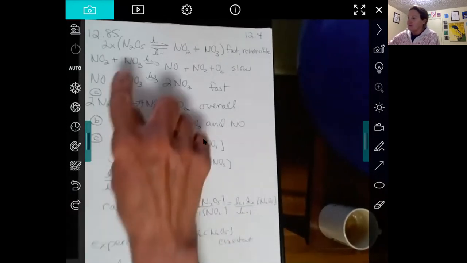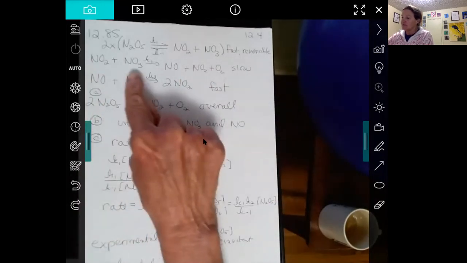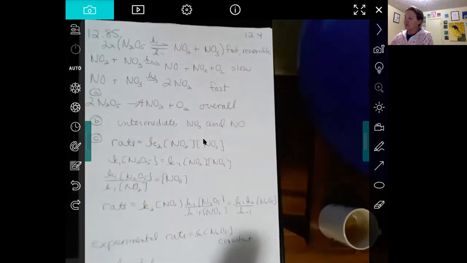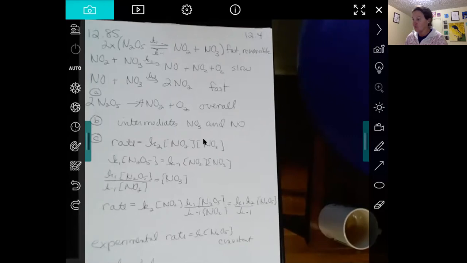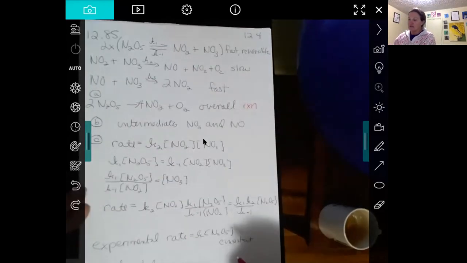So N2O5 goes to NO2 and NO3. NO2 and NO3 go on to form NO, NO2 and O2. The third step is NO plus NO3 goes to form 2 NO2s. So the first question they ask you is, if these are the steps I'm proposing, what's the overall reaction? So all I have to do is add them together.